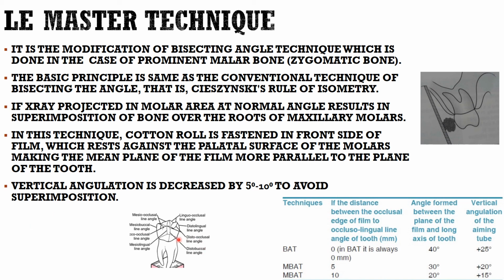How much it should be decreased depends on the distance between the occlusal edge of the film and the linguo-occlusal line angle of the tooth. If the distance between these two is 5 mm, then it is reduced by 5 degrees, and if the distance is 10 mm, then it is reduced by 10 degrees.